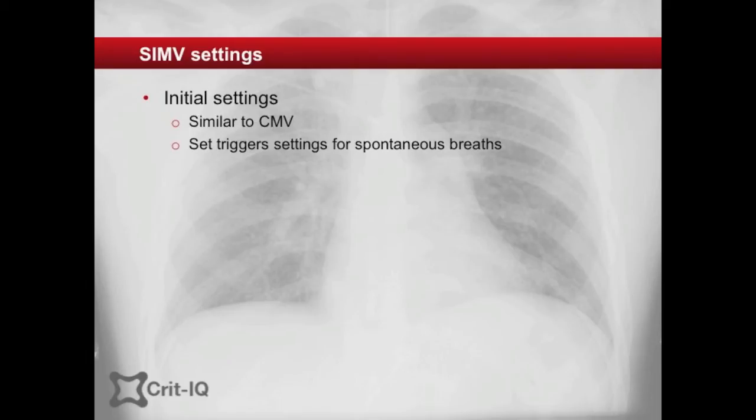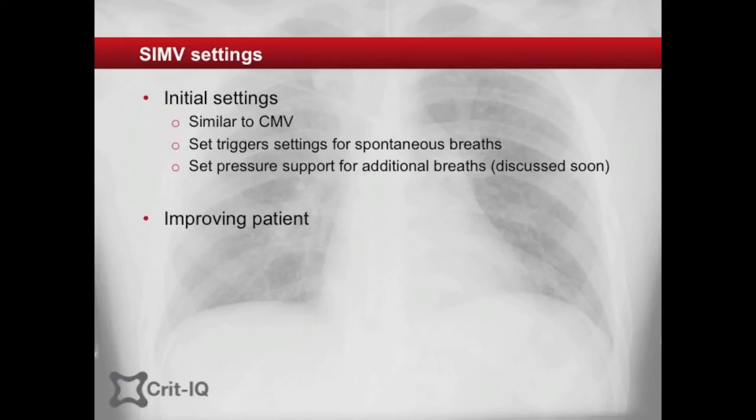If the patient is breathing above the mandatory rate, then settings for the supported breaths must also be considered. This is done the same as in pressure support modes to be discussed next. Usually, the pressure support is set to ensure that the appropriate tidal volumes are achieved comfortably for the patient.